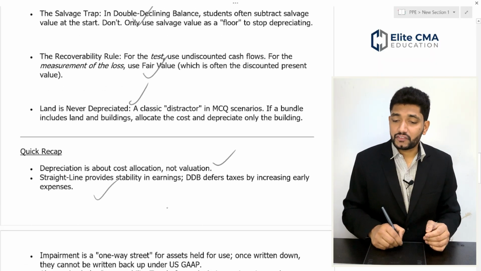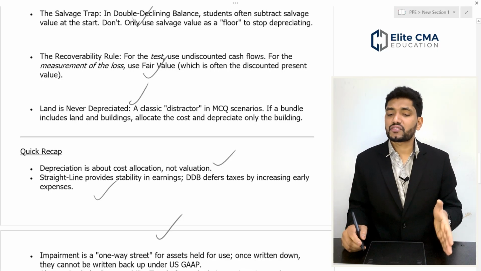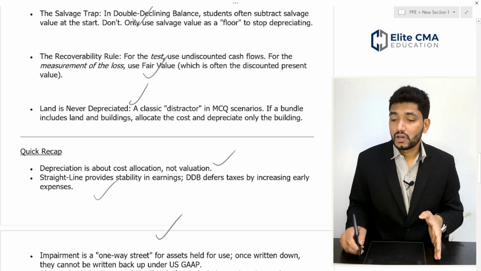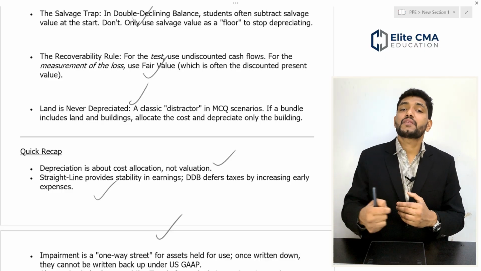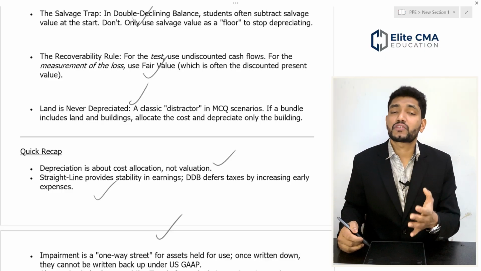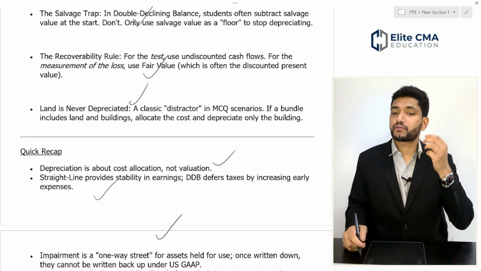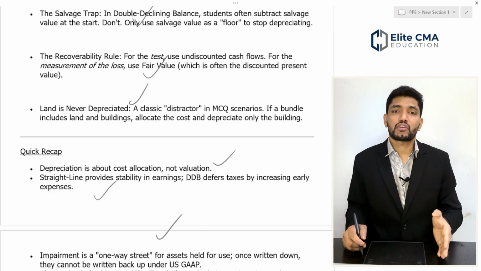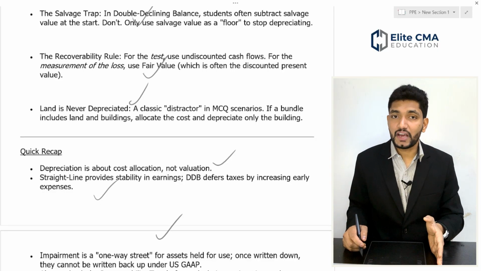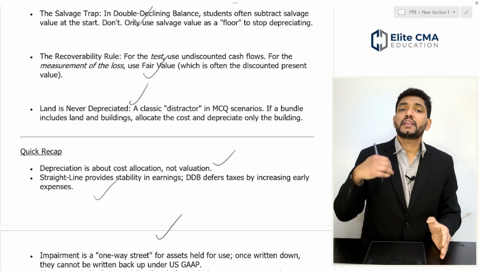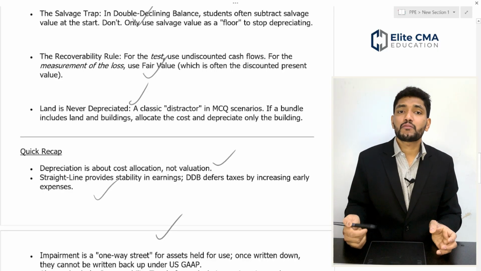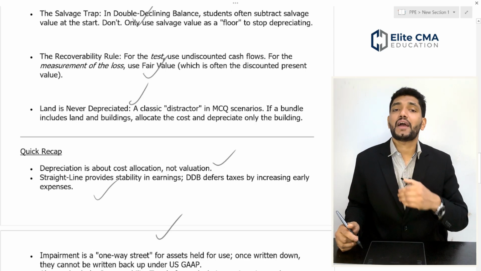Again, the impairment of an asset is a one-way street for an asset held for use. That means if your asset's expected future cash flow is less than your carrying value, you have to write off your asset. That process is what we call the impairment process. Once you write it off, there is no reversal or write-back under US GAAP.